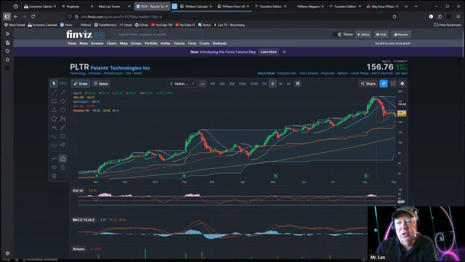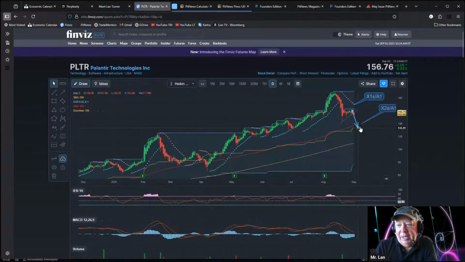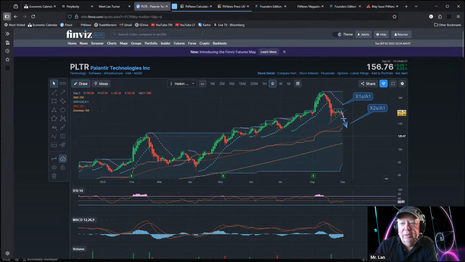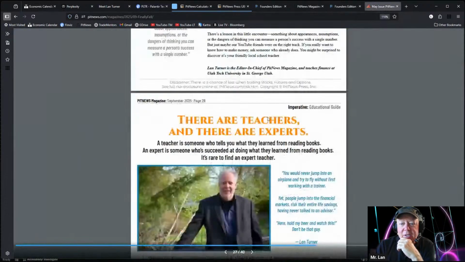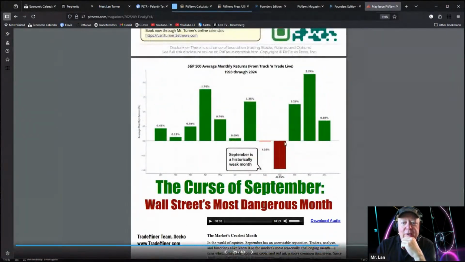Now, I sold out of this one, but I'm looking to get back in. This is an X1SA1. We're coming into an X2SA1, and I'm looking for it to drop down to this lower point. It's falling out the bottom of my little triangle wedge pattern here, and I'm just looking for it to come back down. The month of September, we talked about this last week, is the most miserable month of them all. In Pitt News Magazine, we have a whole article, The Curse of September, Wall Street's most dangerous month, and September is historically a very weak month.